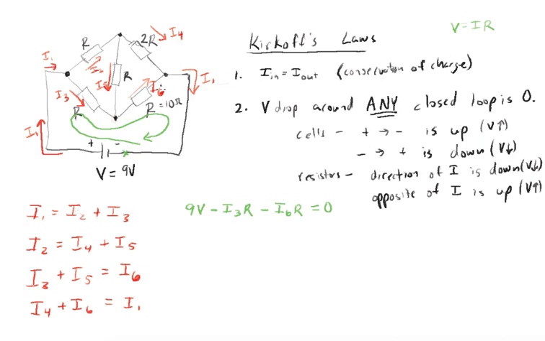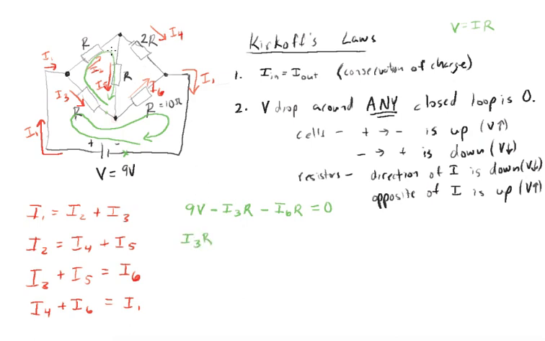And so let's pick another loop. Let's pick this loop. We're going to start right here, and we're going to go around this loop this way. Okay, we can do that one. There are other loops we can do, but that's a pretty easy one. Let's do this. We're going up against the direction of current, right? So we're going opposite direction of current. That's up. That's an increase in voltage. So that's an I3R.